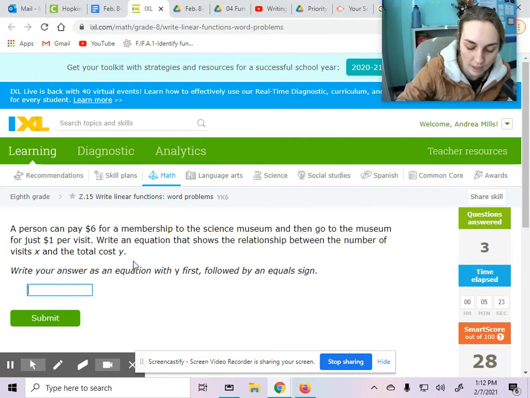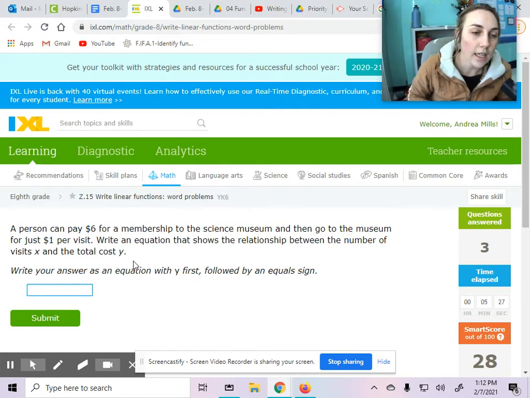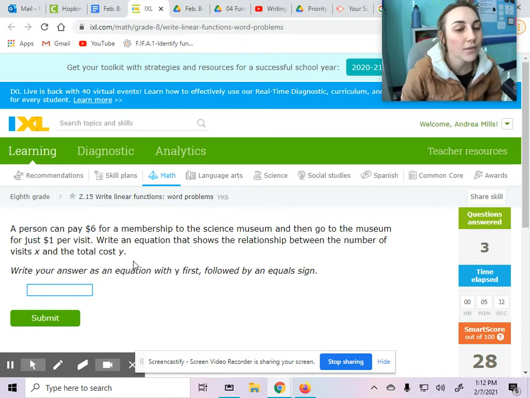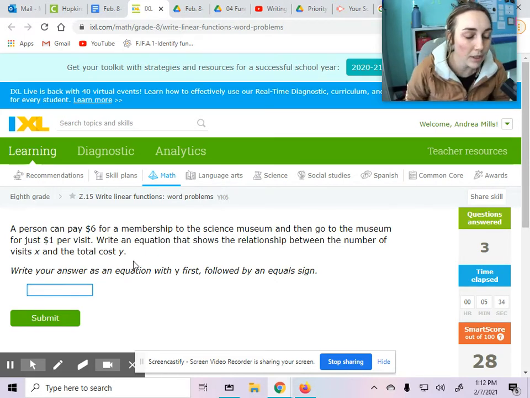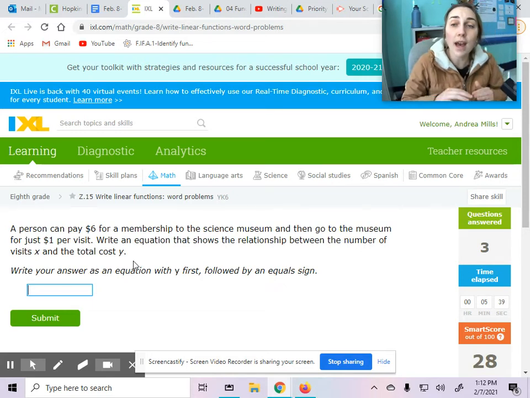So if you think about that, let me write down the equation real quick. It says a person can put down a down payment of $6 for the membership to the Science Museum. So that means you can go ahead and put down that $6 and you have that membership.